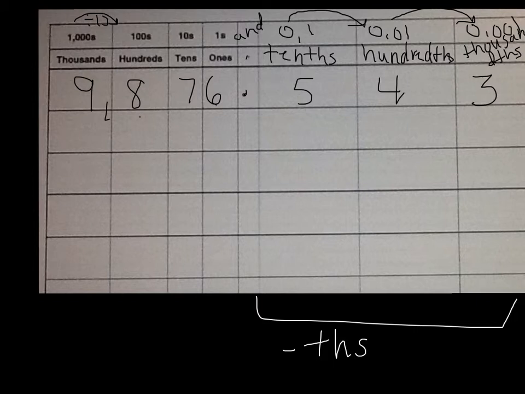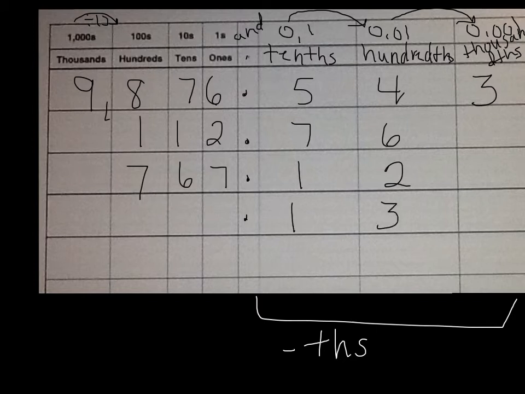Okay, let's try another one. What if we did 112.76? Now we're ending in the hundredths place. Who can read this number? What if I had 767.12? Here I end in the hundredths place, so what number do I have here? Good, and let's try one more. I'm going to put 1 in the tenths, 3 in the hundredths, 4 in the thousandths place, and let's have 98 before it. Who can read this number?